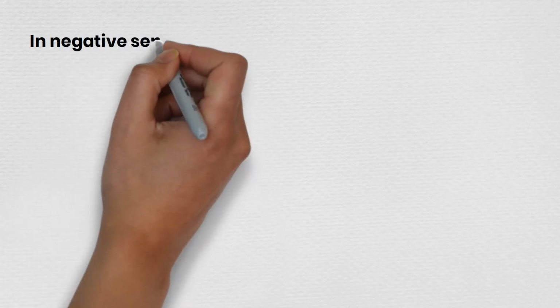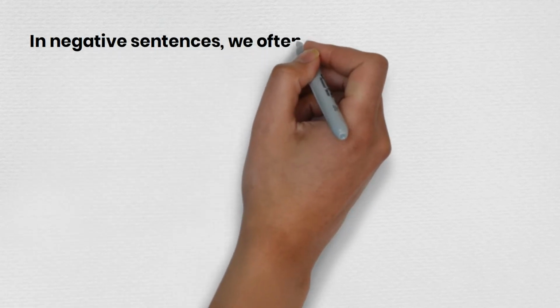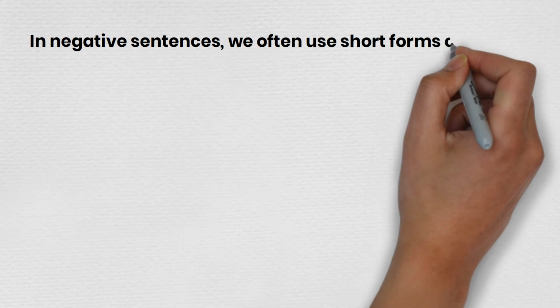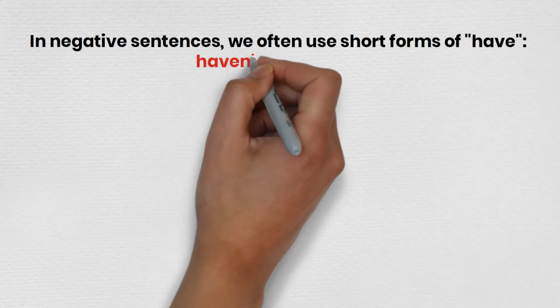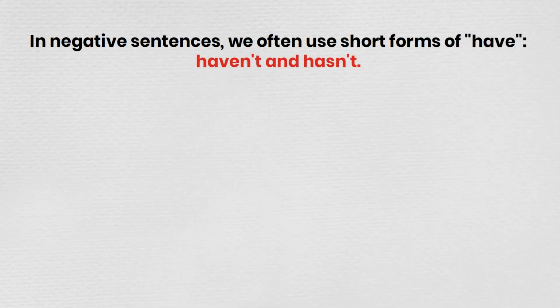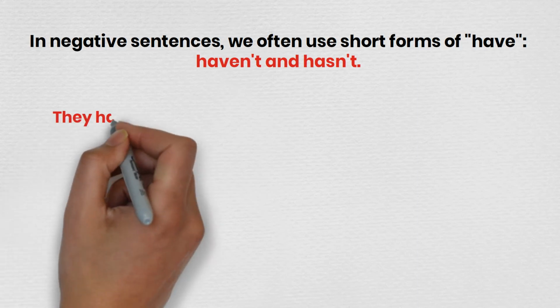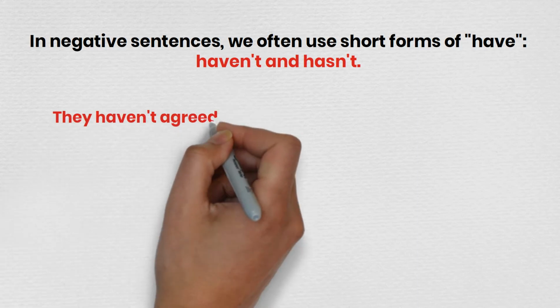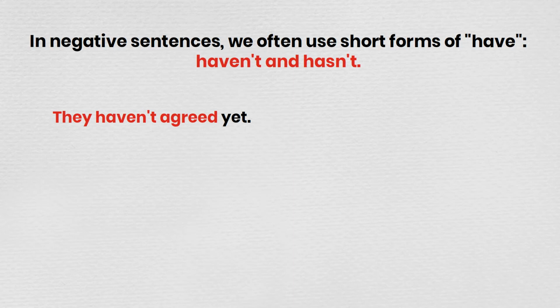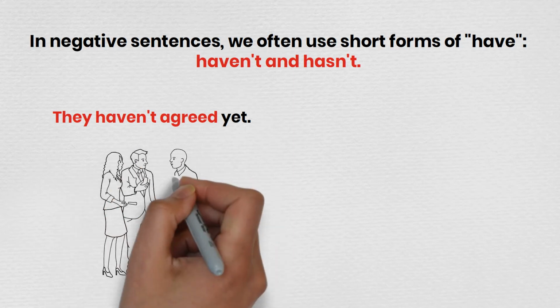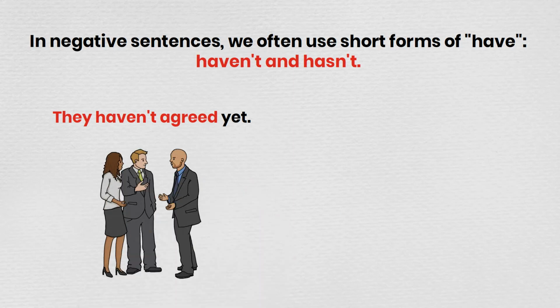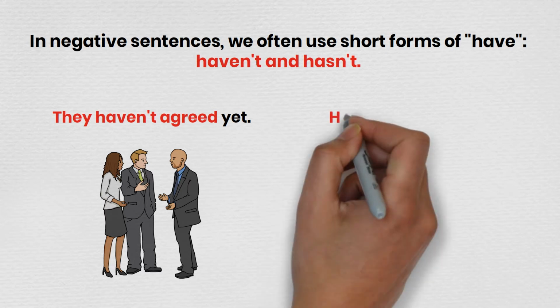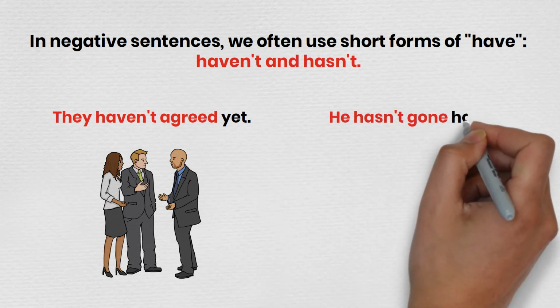In negative sentences, we often use short forms of have: haven't and hasn't. They haven't agreed yet. He hasn't gone home.